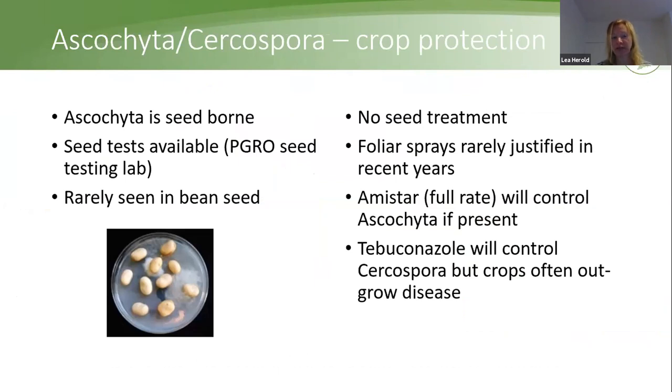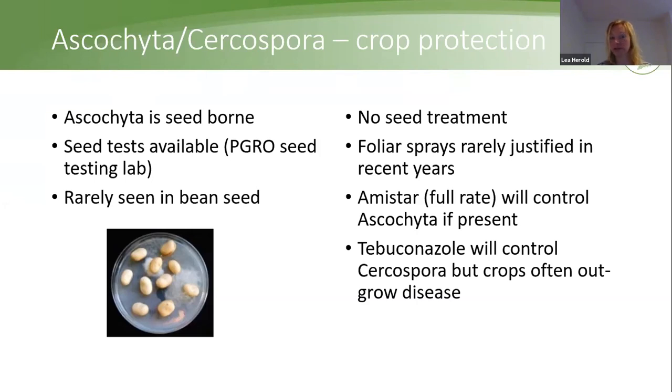So seed-borne disease means if the plant is infected, it will transfer into the seed and the seed will become infected. This is why it's important, if you have farm-saved seed, that you get your seeds tested for whether Ascochyta is present. There are several seed laboratories that offer a test. For example, PGRO offers a test as well, and we will then tell you whether Ascochyta infection is in the seed or not. Certified seed is regularly tested, and we very rarely see Ascochyta in bean seeds.